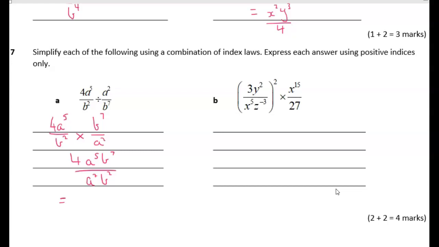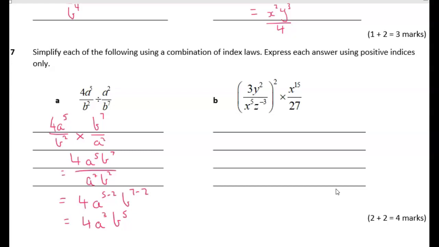Okay, and then lastly, because it's a division, we've got to eliminate our powers. So we're going to have a to the power of 5 minus 2, and then b to the power of 7 minus 2. Because remember, when we divide, we subtract our powers. Should probably put an equals there. So we've got 4a to the power of 5 minus 2, which is 3, b to the power of 7 minus 2, which is 5. So 4a cubed b to the power of 5.